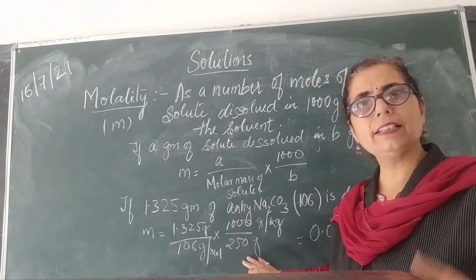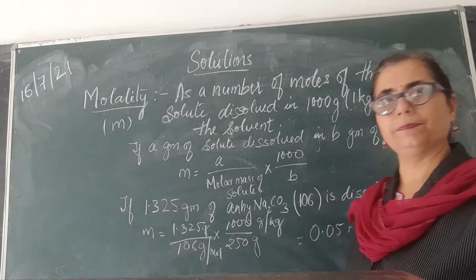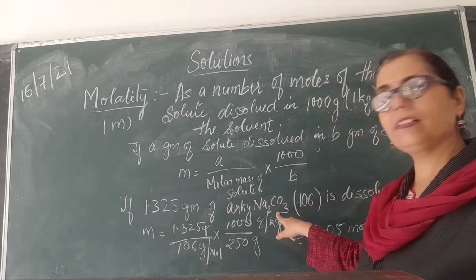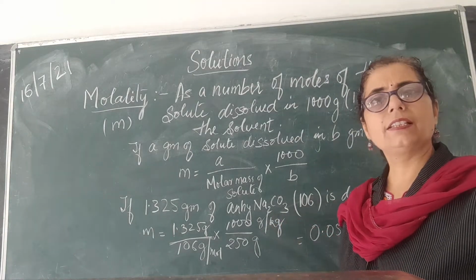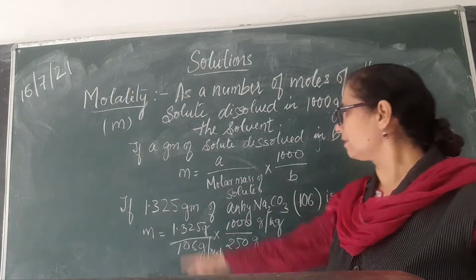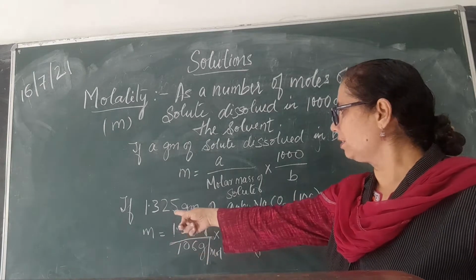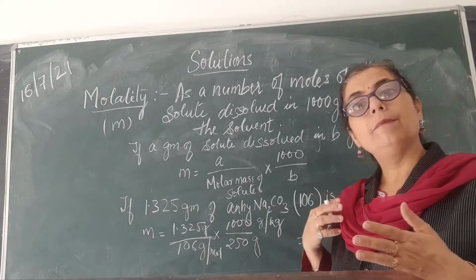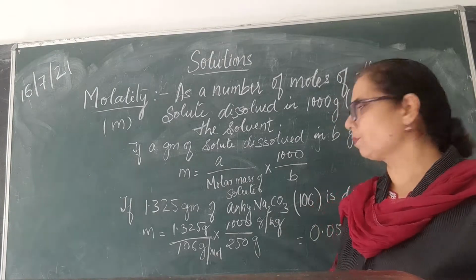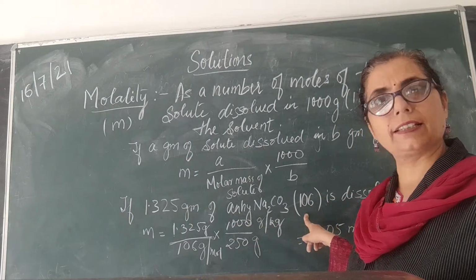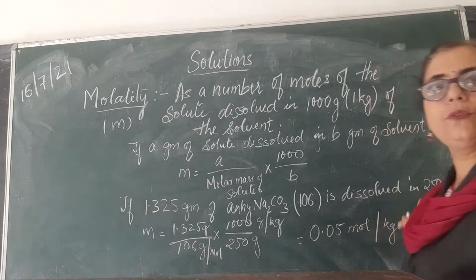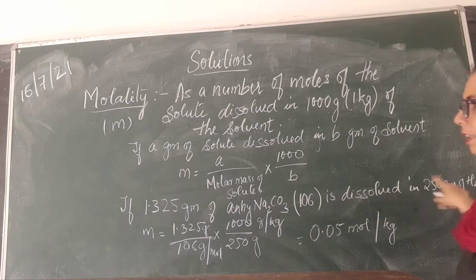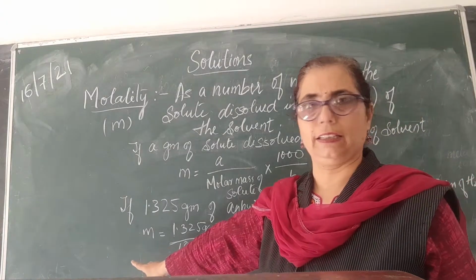I have taken another example to make you understand the concept. 1.325 grams of anhydrous sodium carbonate. This is the example with sodium carbonate. If we take 1.325 grams of sodium carbonate, whose molar mass is 106, and it is dissolved in 250 ml of water, then what will be its molality?